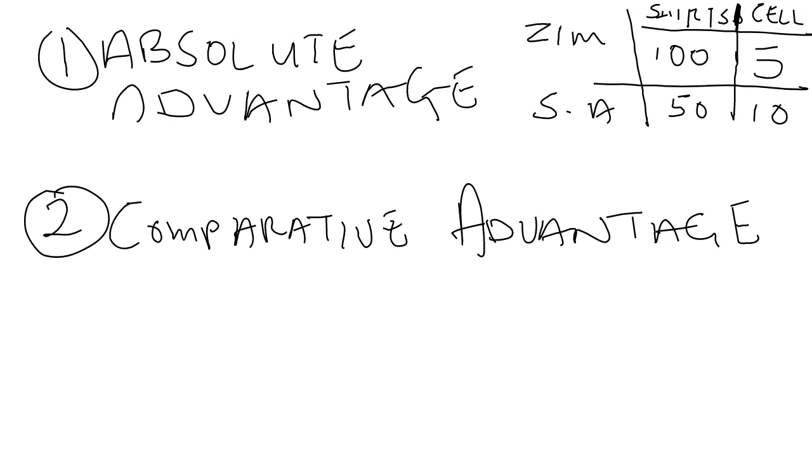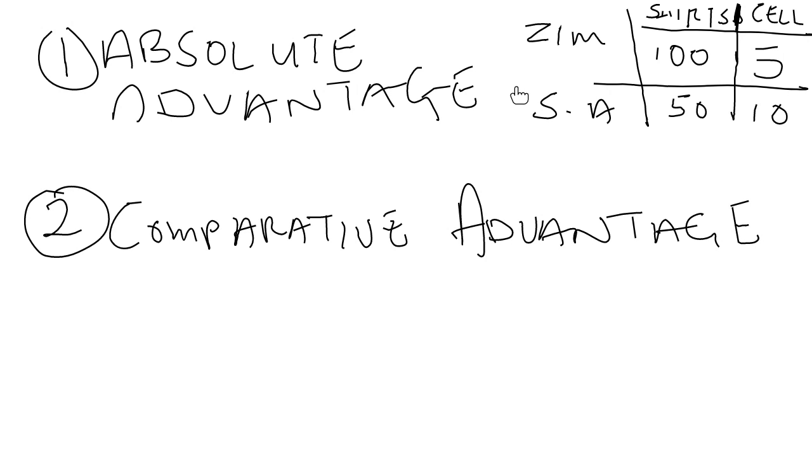Tell me, who has the absolute advantage when it comes to shirts? Absolutely right. And when it comes to cell phones, pretty obvious. It would then be absolutely right. So these two will then trade with each other because one of them will say, you know what, I'm going to produce the shirts and then you can produce the cell phones and then we will do business together.